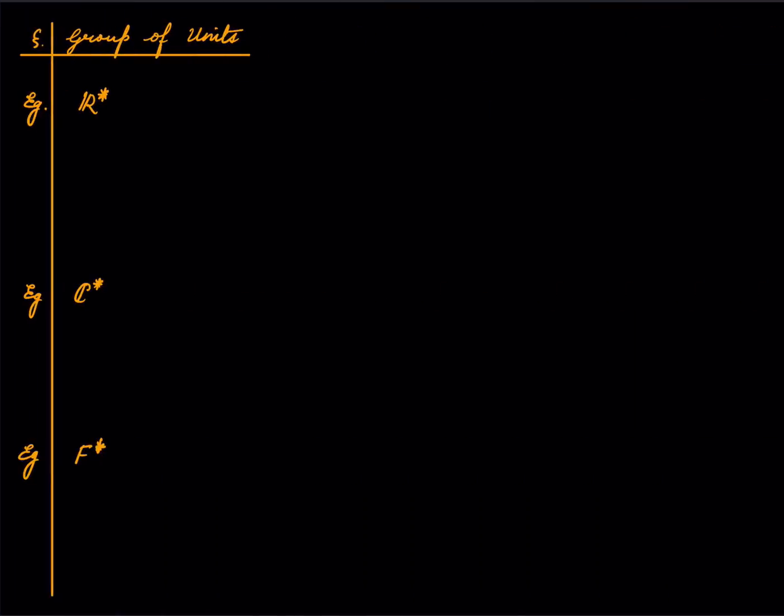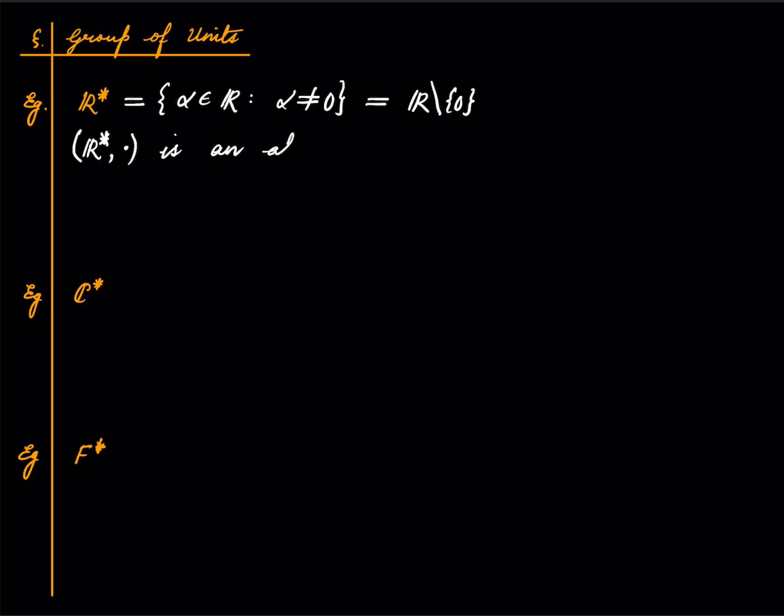Another way is more interesting. So this time we consider R star. Now what is R star? R star is the set of those real numbers alpha which are non-zero. So another way to write the same thing is this. So this is a set, but it is a group under multiplication. So (R star, dot), let me use dot to denote the multiplication, is a group. And this is also abelian, this is commutative.